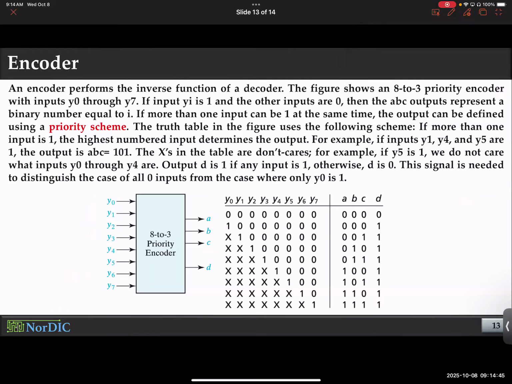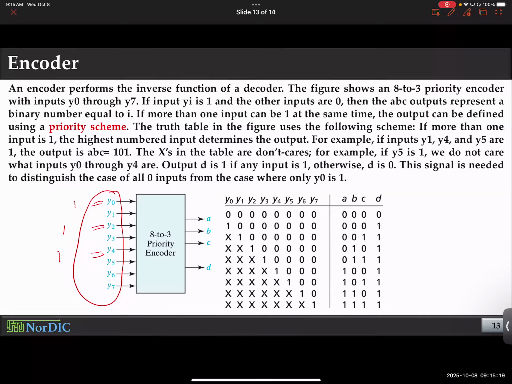There is just one catch here. There is a possibility that multiple inputs could be 1. For example, what if y0 is 1, y2 is also 1, y4 is also 1, and so on? Then what do you do? How do you handle that? You can decide on the output and design the circuit so that it only provides a certain type of output. But how do you control the inputs?